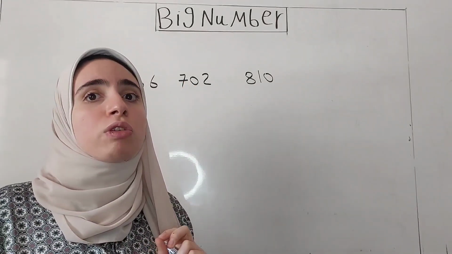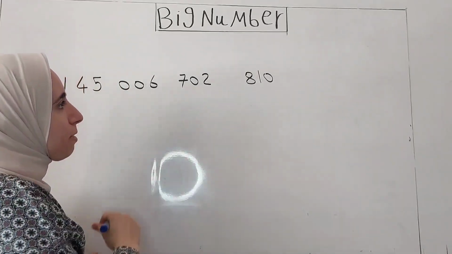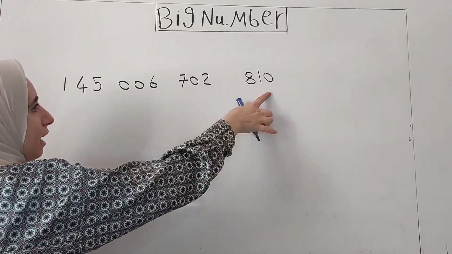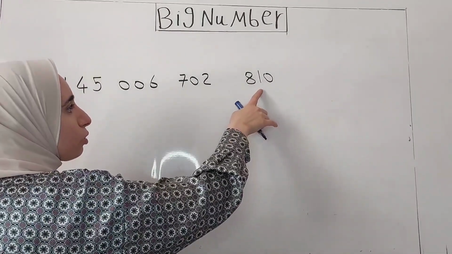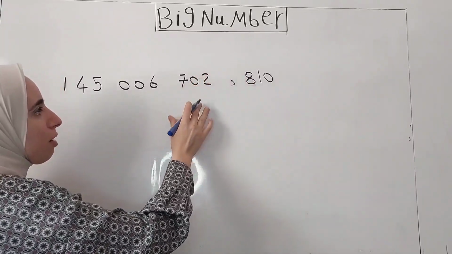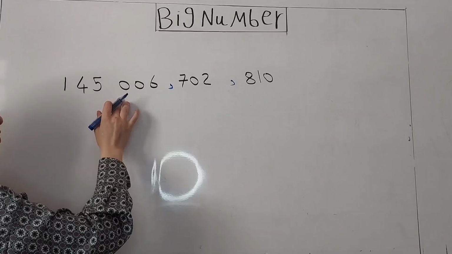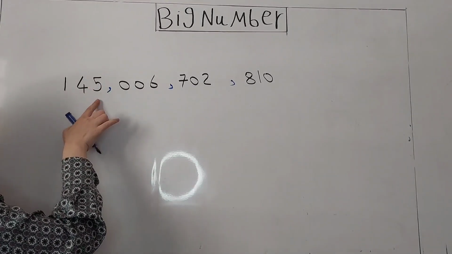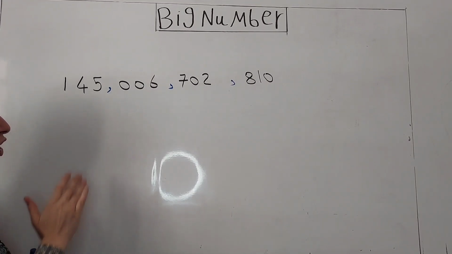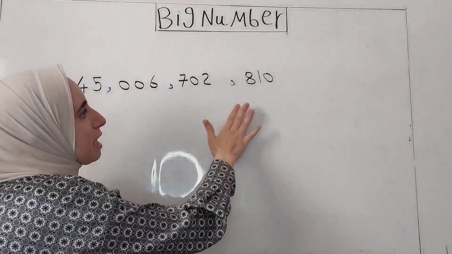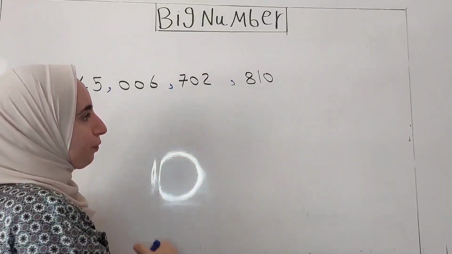At first, we must use commas to separate each three-digit period, from the right going to the left. Count with me: 1, 2, 3, comma. 1, 2, 3, comma. 1, 2, 3, comma. 1, 2, 3. We finish. Now, we have 4 families, and each family has 3 digits.